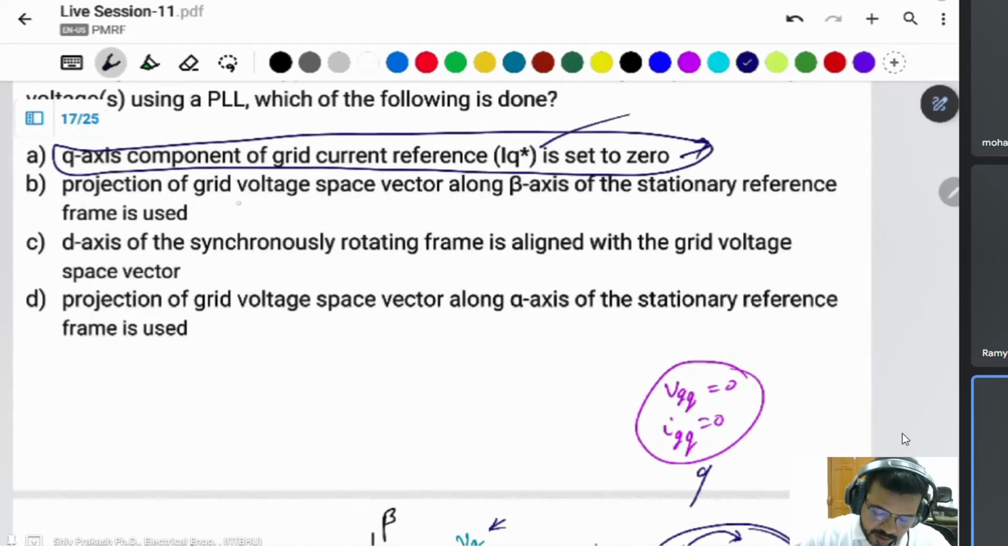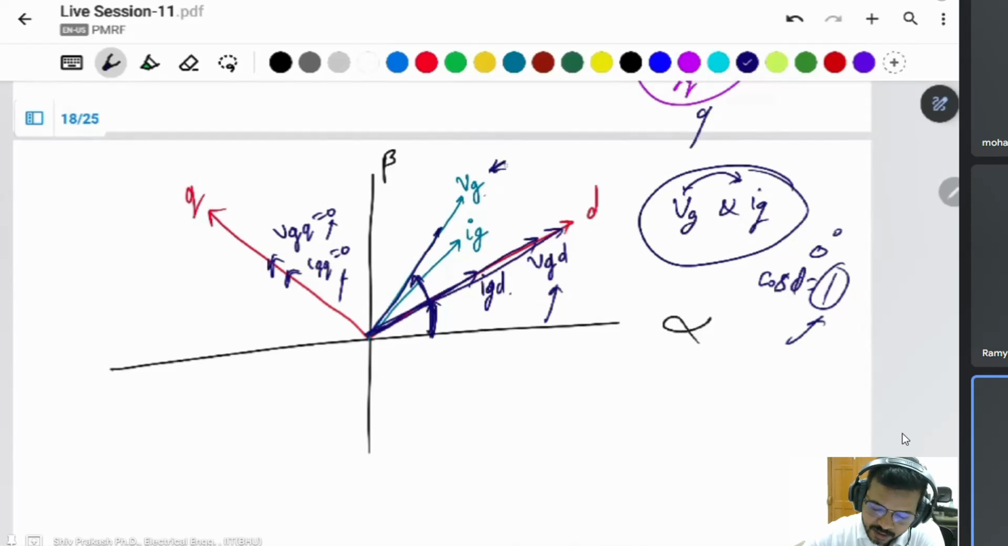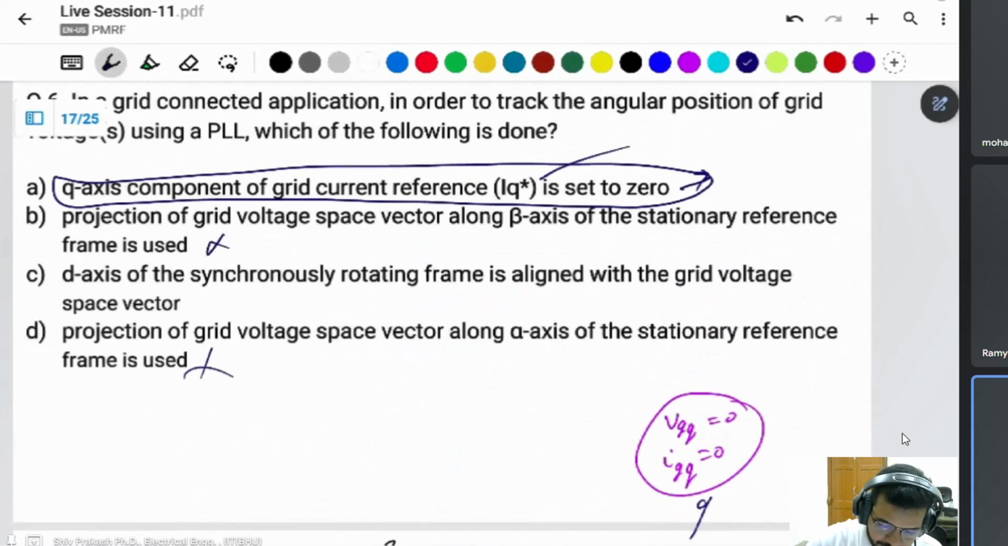Then projection of a grid voltage space vector along beta axis of a stationary frame. No, it is not beta, it is dq only, not alpha beta. A d axis of a synchronously rotating frame is along with the grid voltage space vector. Yeah, same thing. Vg will be along with this one. So this one is the same, for finding the position angle by PLL. This thing is used.